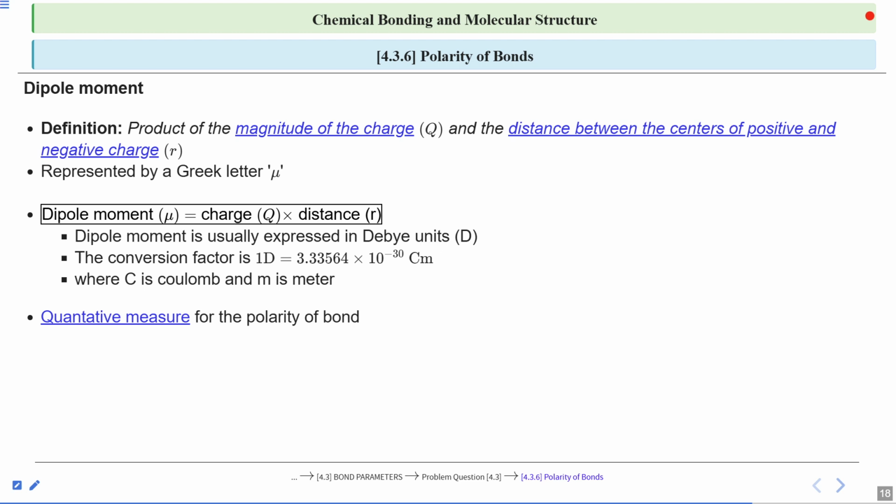What is this dipole moment doing? We have talked about it. It is a qualitative measure of the polarity of a bond. So the more polar the bond is, the higher will be its dipole moment.